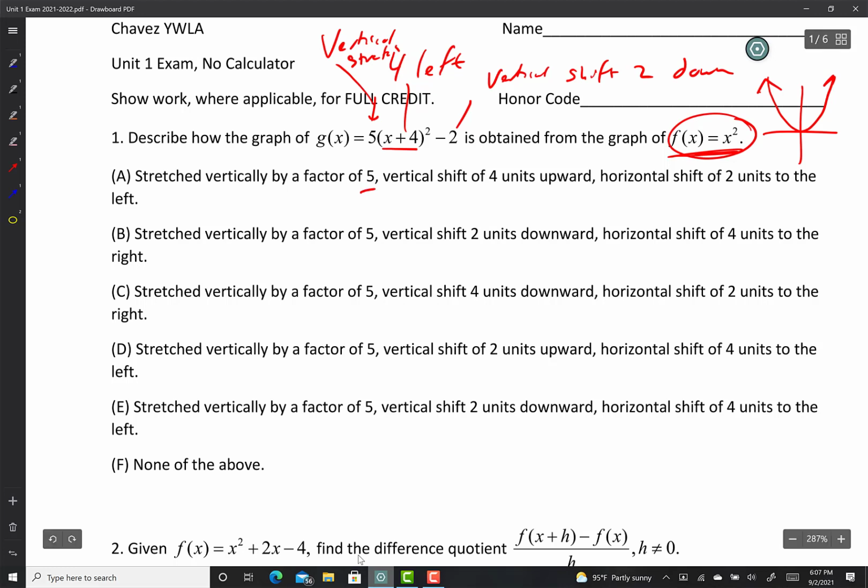So that's what we're going to look for, guys. All of them have vertical stretch by a factor of 5, so it's not like we can delete any of them. Vertical shift 4 units upward, out. Vertical shift 2 units downward, okay, maybe. Horizontal shift 4 units to the right, nope. Vertical shift 4 units downward, out. Vertical shift 2 units upward, out. Vertical shift 2 units downward, horizontal shift 4 units to the left. There it is.